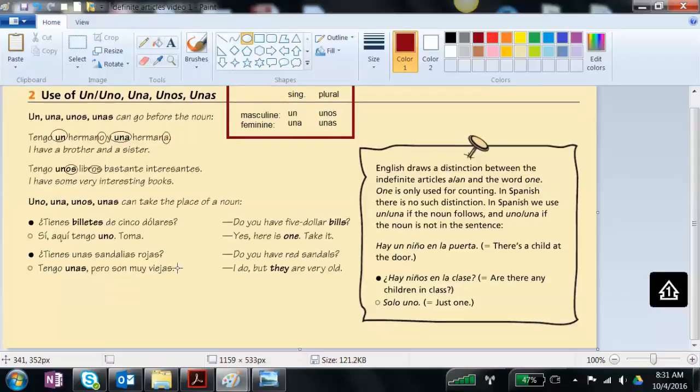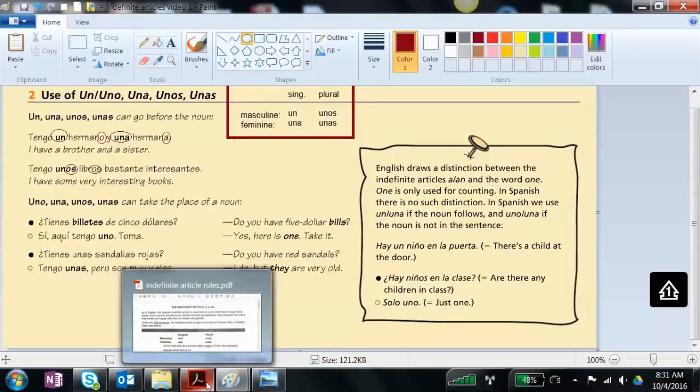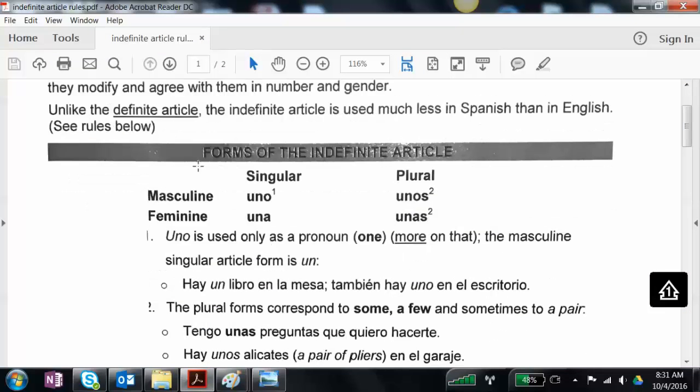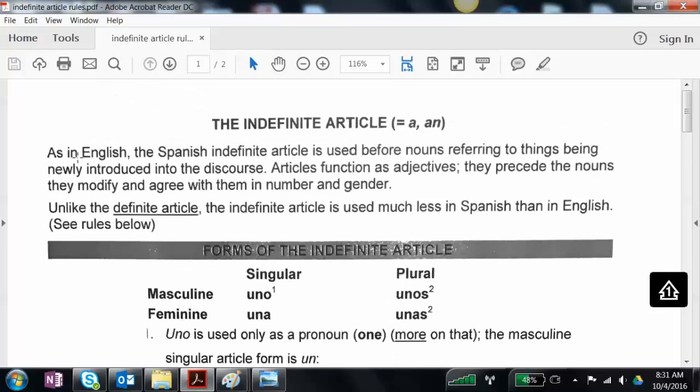Okay, and so there's further explanation because of some of the activities you guys are doing. I want to go through this. As in English, the Spanish indefinite article is used before nouns, referring to things being newly introduced into the discourse, meaning the first time they're introduced. Articles function as adjectives. They precede the nouns, they modify and agree with them in gender and number. So that is just what we were talking about right here.